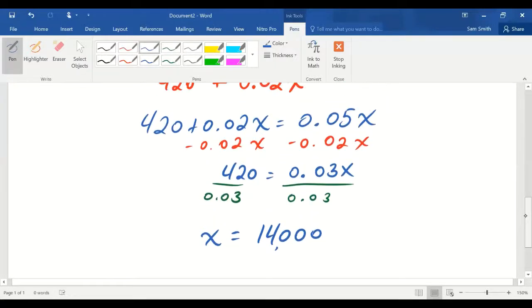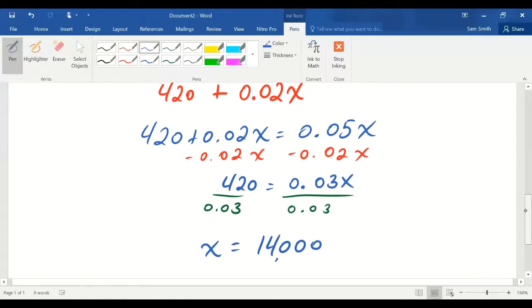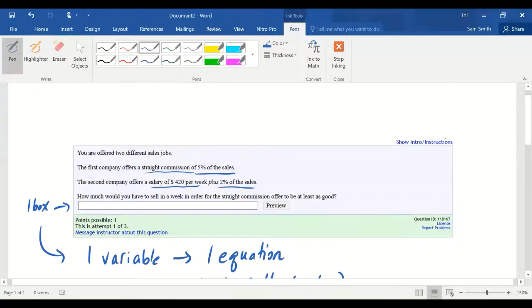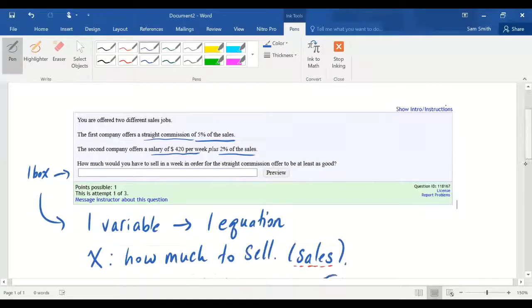I think that if we sell $14,000 worth of these goods, then these two sales jobs will have equal incomes. That would be my final answer to this question.